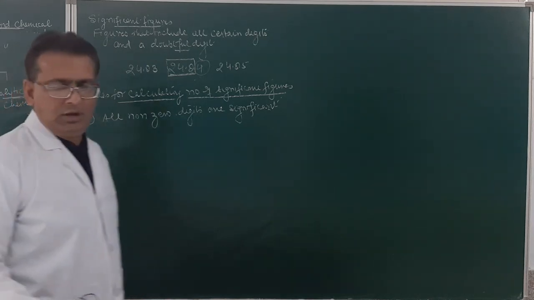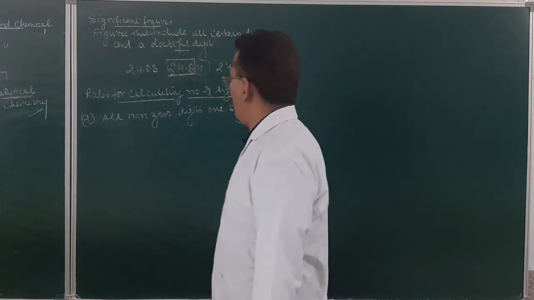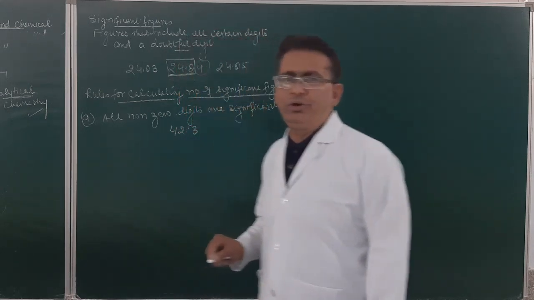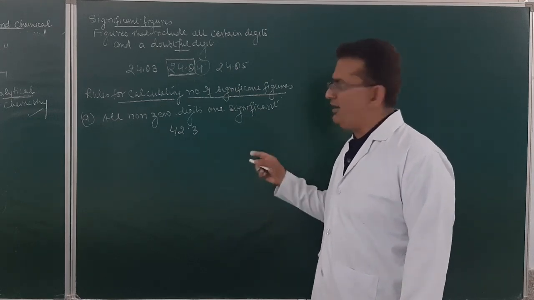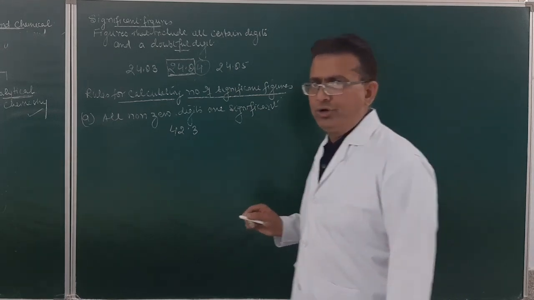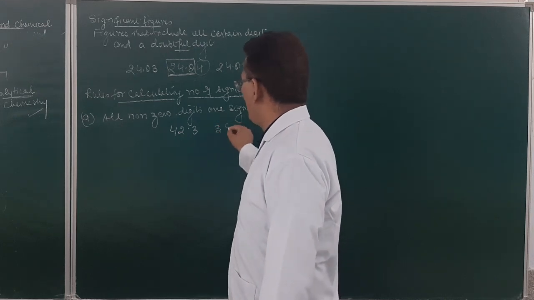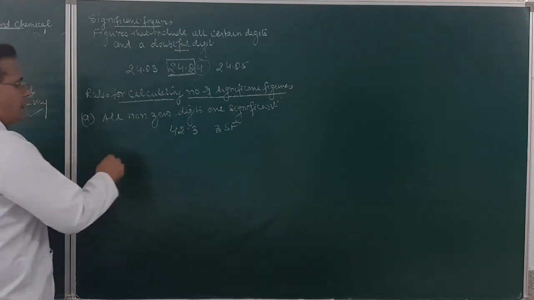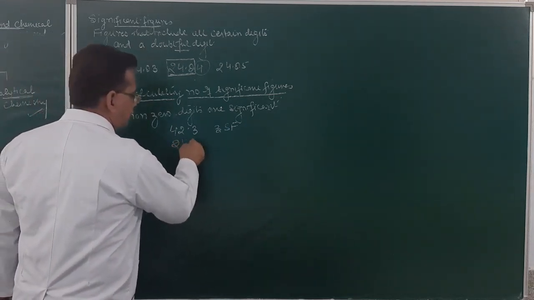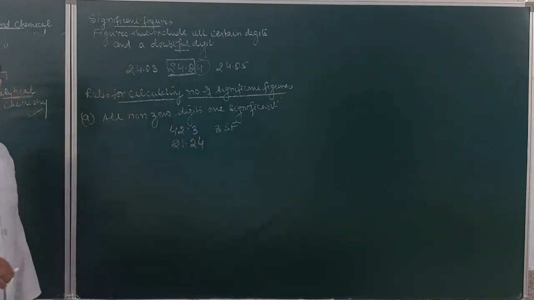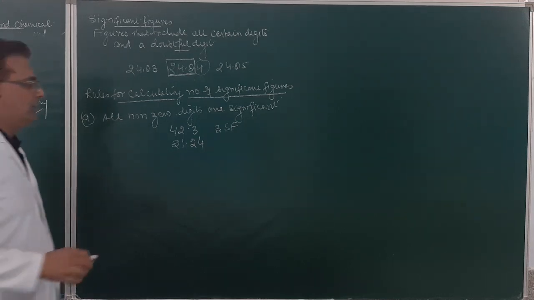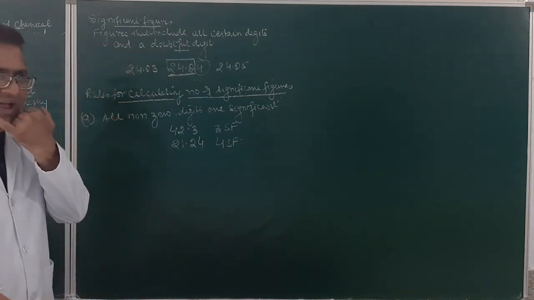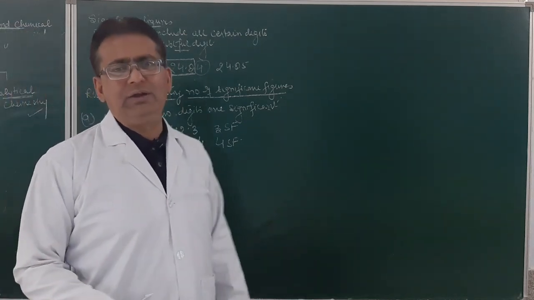Am I clear? Suppose we write down the number as 42.3. Is there any zero digit over here? No. All are non-zero digits. So how many significant figures? It will have 3 significant figures. Suppose I write down the value as 21.24. There is no zero digit over here. So how many significant figures are here? There are 4 significant figures. Am I clear? So all non-zero digits are significant.